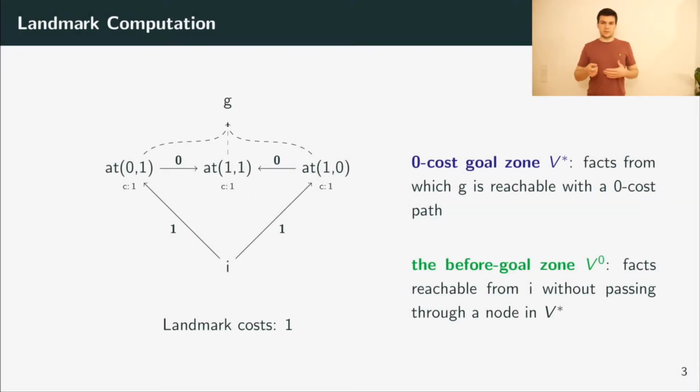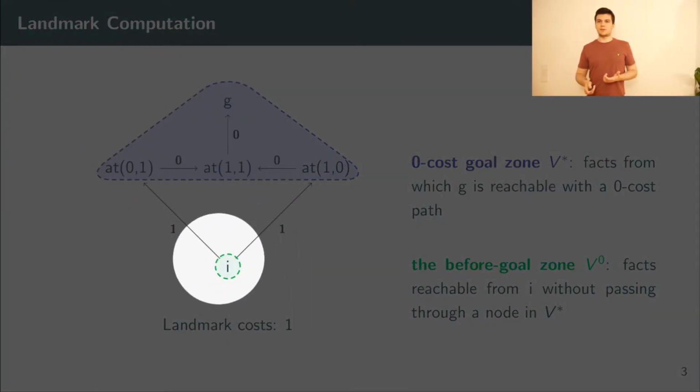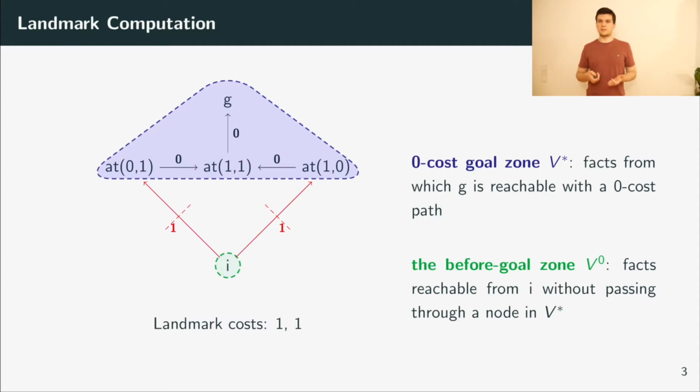And now we can choose any one of these three, because all have the same cost, but we need to choose only one. So I will just arbitrarily choose add 1, 1. And when I do this, the zero cost goal zone becomes this upper part. This is our before goal zone, so the cut looks like this.